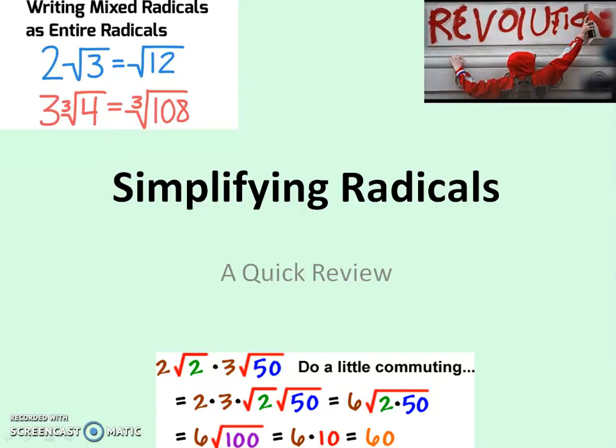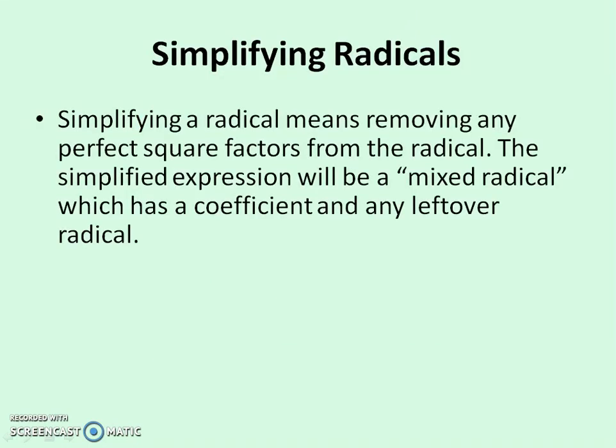This is a quick review on how to simplify radical expressions. A radical expression is an expression that has a square root. Another word for that is a radical. So simplifying a radical just means removing any perfect square factors from inside the radical. The resulting expression, which still has something left over inside the radical and has a coefficient outside, is called a mixed radical. So if a question asks you to write each as a mixed radical, that's what it's looking for.